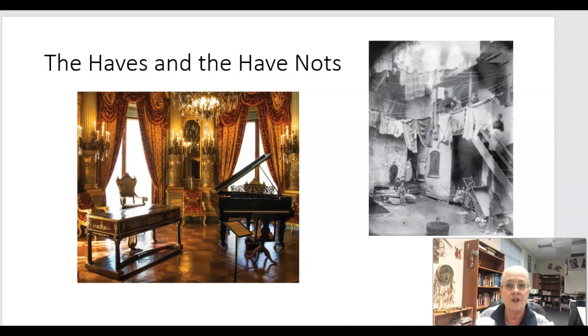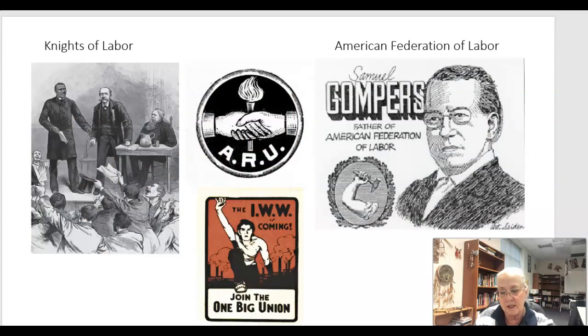So you're going to have workers that are going to come together and form unions, trying to get corporations to look at their needs and be more responsible to their employees. So one of the first ones is the Knights of Labor. The Knights of Labor were first headed by a guy named Terence Powderly. And this particular union took in everybody. They took in skilled, unskilled, men, women, all different minorities. And so they welcomed everybody.